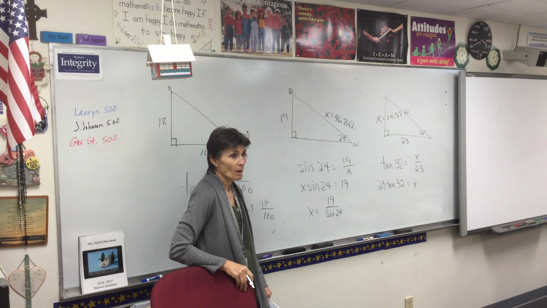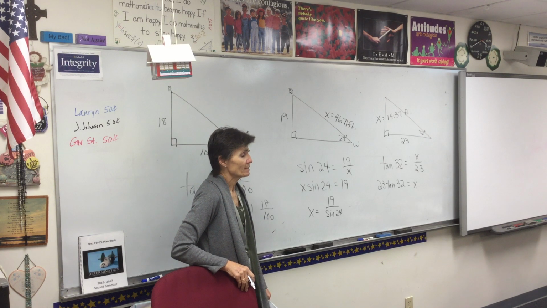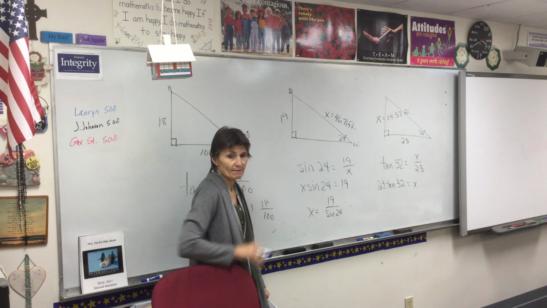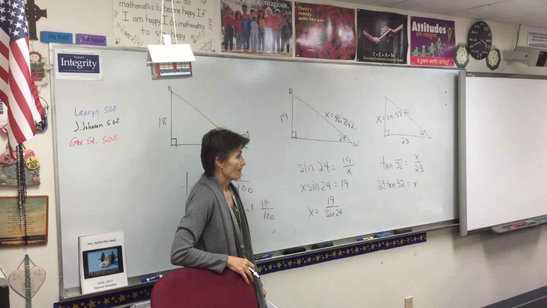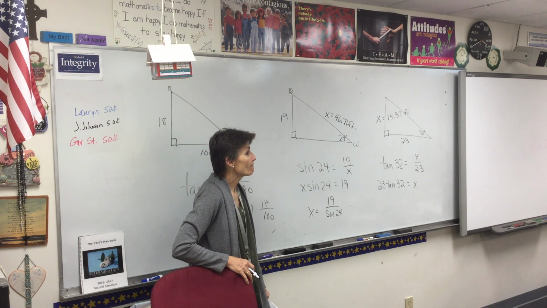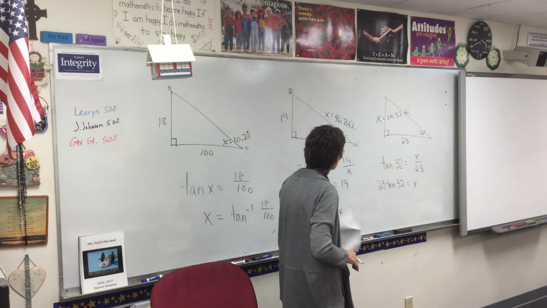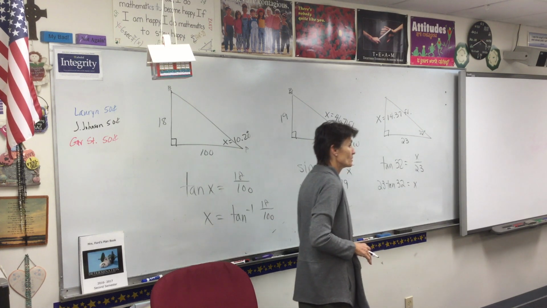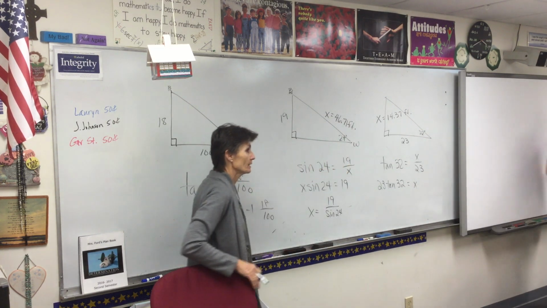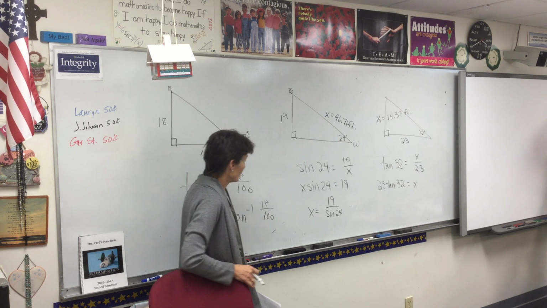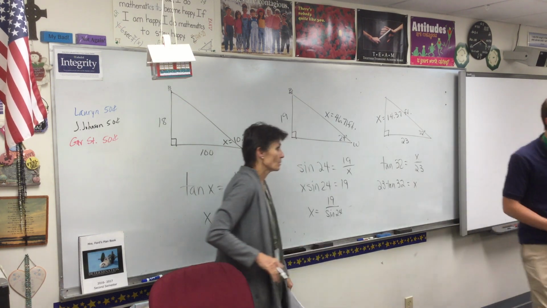Everybody okay with those problems? They're just what we did before. There's nothing different than what we did before. Lamuna? 46.71 is what you should have gotten when you typed it in on your calculator, when you type 19 divided by sine 24.